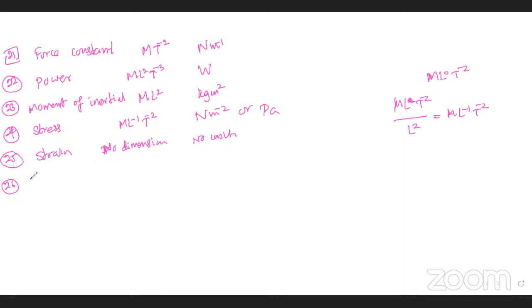Six, Young's modulus. Young's modulus is stress divided by strain. So this 24th one divided by 25th. So then no change because no dimension for strain. So then it's same as the dimension of stress or pressure. Unit is similar.